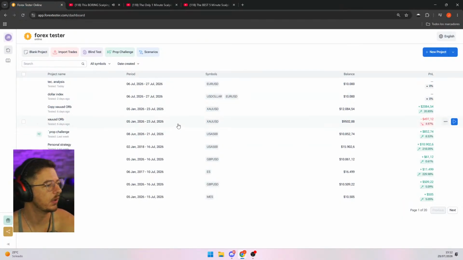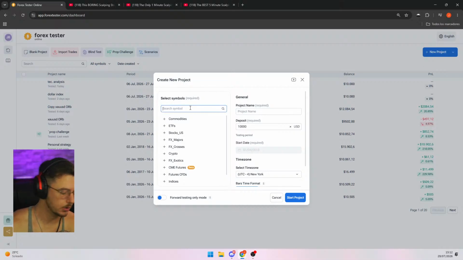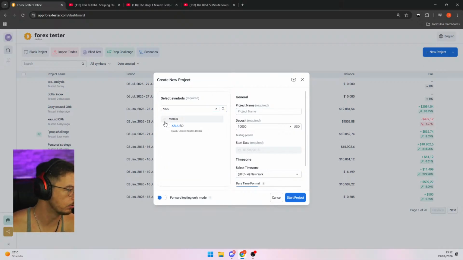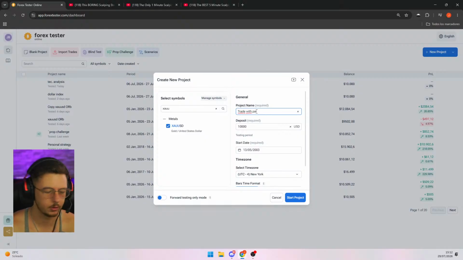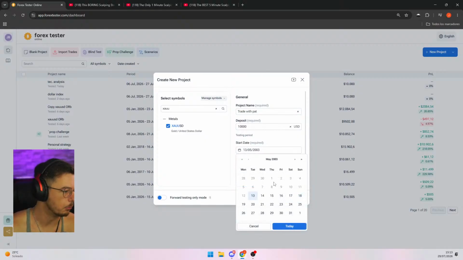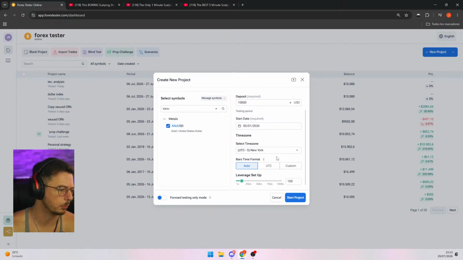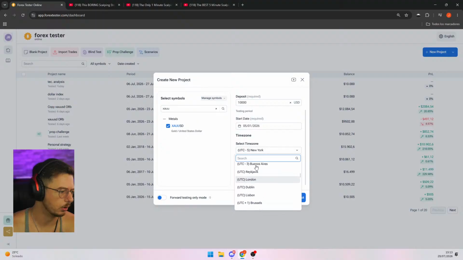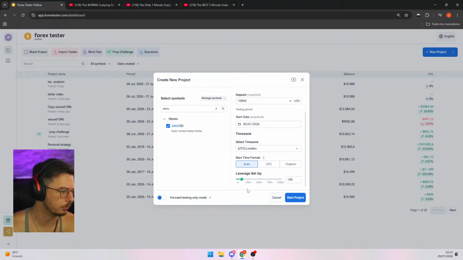Okay, so basically I think I've understood everything. Let's head to our gold. That's where we're going to be trading. Just call it trade with Pat, just to have it as a reminder. And we're going to go to the last years, I would say, because at the end of the day, I'm interested that it actually works in recent time. So let's go. I would say let's go to January 2026. I think that's a good time to start. Set this to London. There we go. And leverage can stay at 100.